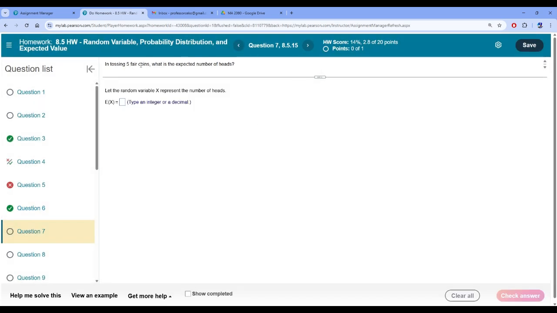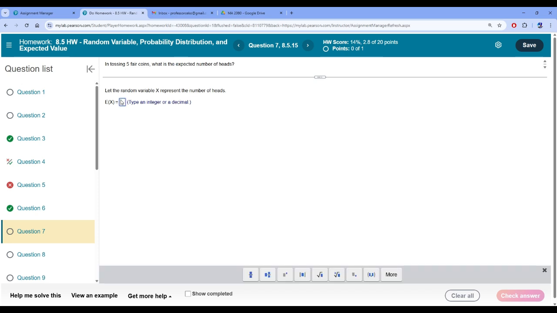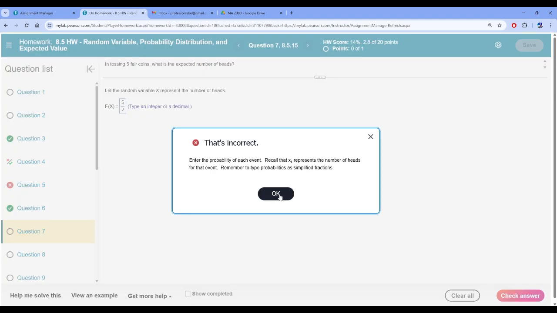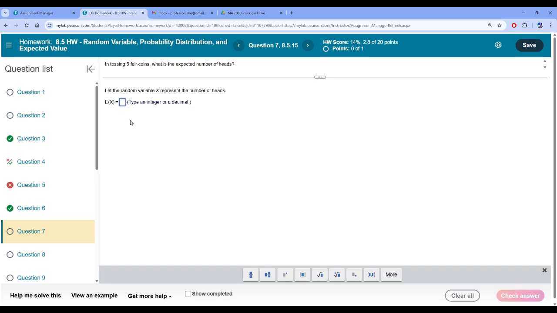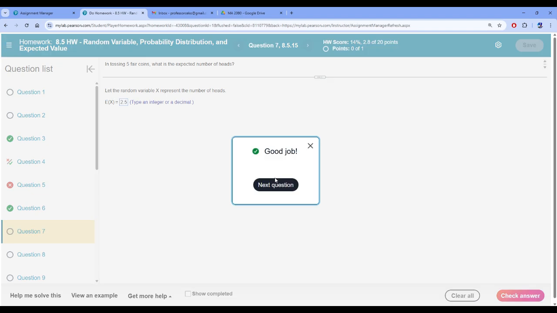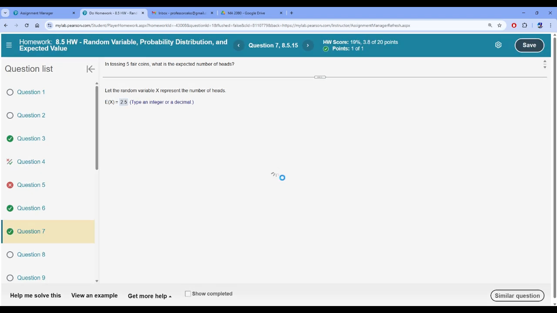If you're tossing 5 fair coins, what's the expected number of heads? 5 times a half, 2.5, or 5 over 2. Type in an integer or a decimal. So 2.5. You multiply the probability times that.